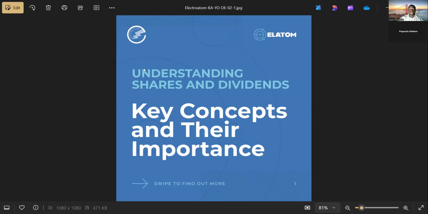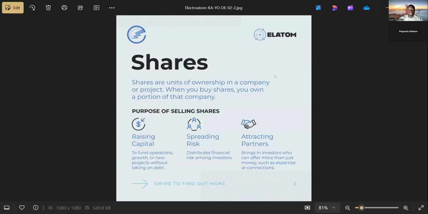So today we'll be diving into understanding shares and dividend and their key concepts and their importance. So shares are units of ownership in a company or project where you buy shares, you own a portion of that company. So once you join Elatom, we're a crowdfunding project.